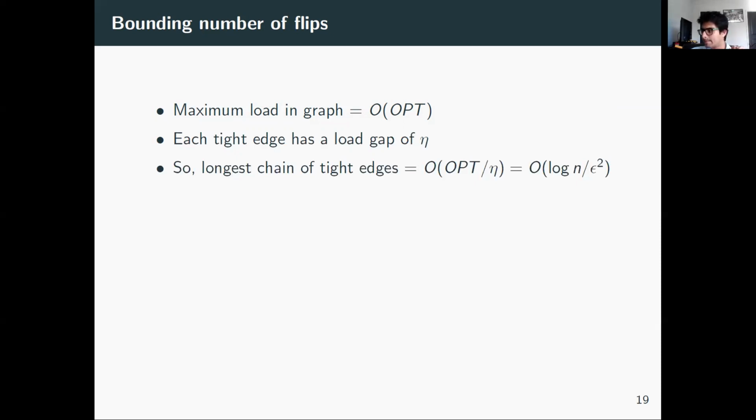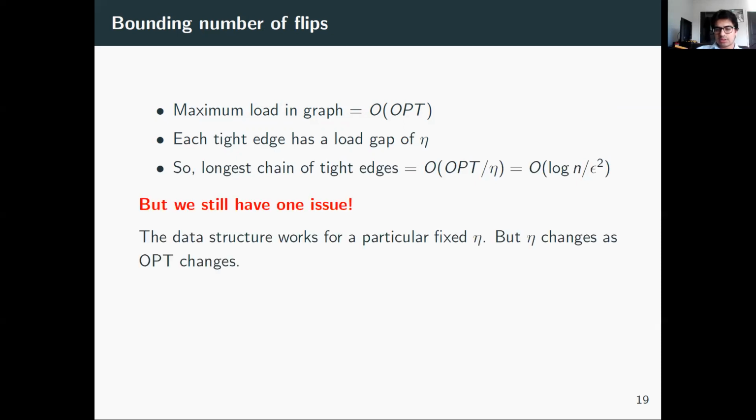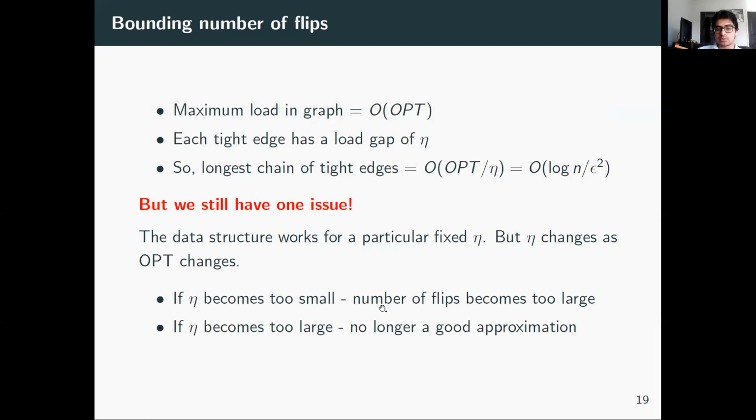All right. So one additional part still remains. Note that as our algorithm goes on, the opt changes, and so when opt changes, eta changes, and so on. But until now, we haven't worked towards solving this issue where opt and eta are dynamically changing. Notice that if eta becomes too small, then the number of flips is way larger than this quantity, and if eta becomes too large, then we no longer are guaranteed a good approximation of the problem.